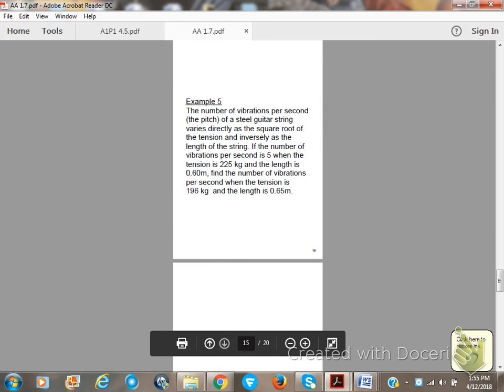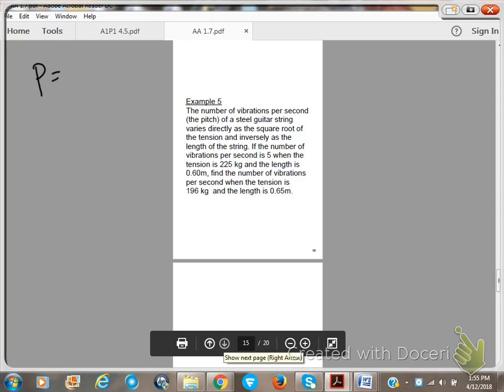Moving right along. All right, so on number 5, the number of vibrations per second, or the pitch, of a steel guitar string varies directly. So what does that mean? Multiplying. Okay, so we're talking about the pitch. What letter do you want to use for pitch? P, sounds good. P equals K times the square root of the tension, square root of T. Then they also throw this word inversely in there. So divide. Divide the length of the string, L. Sounds good.